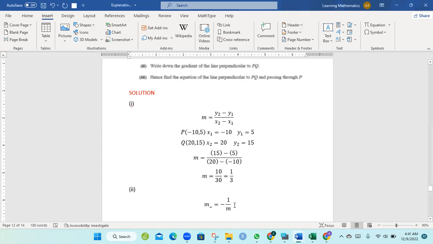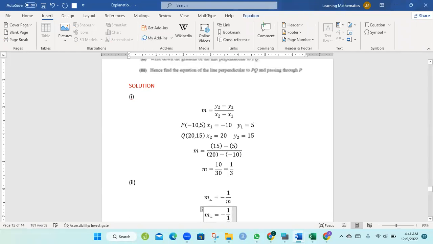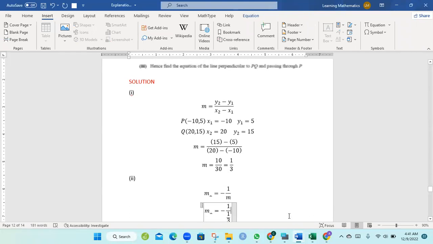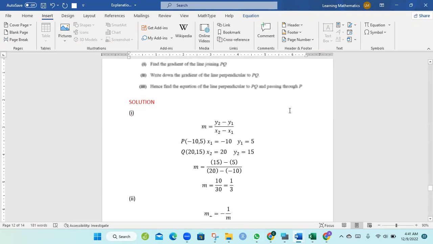Okay, so therefore the gradient of the line perpendicular to PQ will be -1 over a third. And -1 over a third will be equal to -3. So the gradient of the line perpendicular to PQ is -3.